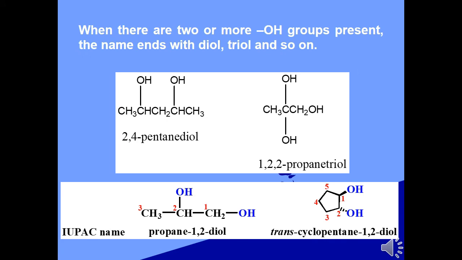Next is when there are 2 or more OH groups present, the name ends with diol, triol, and so on. For example is 2,4-pentanediol. Okay, OH is at 2 and 4. This carbon is pentane. Next is example for IUPAC name. First is propane-1,2-diol because OH is at 1 and 2 carbon for propane.